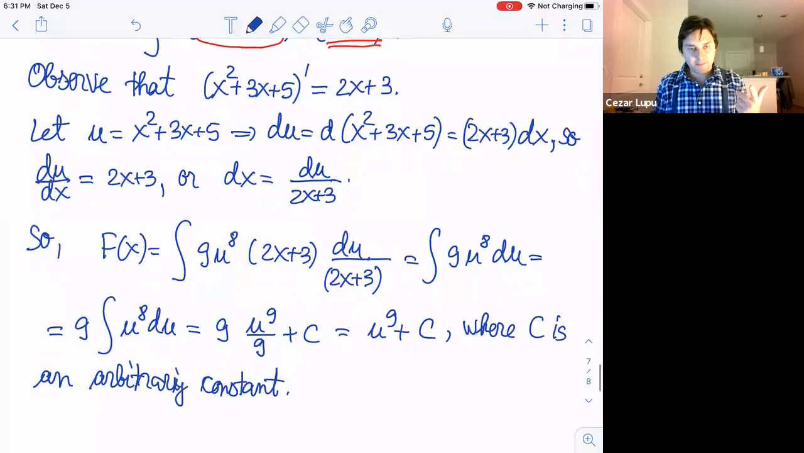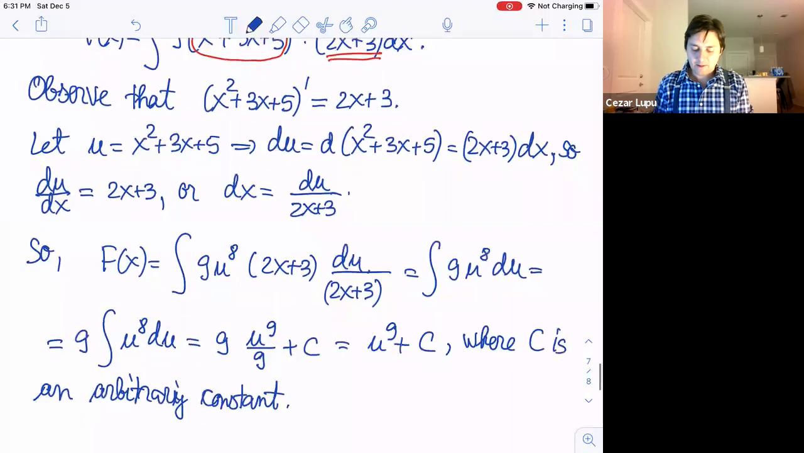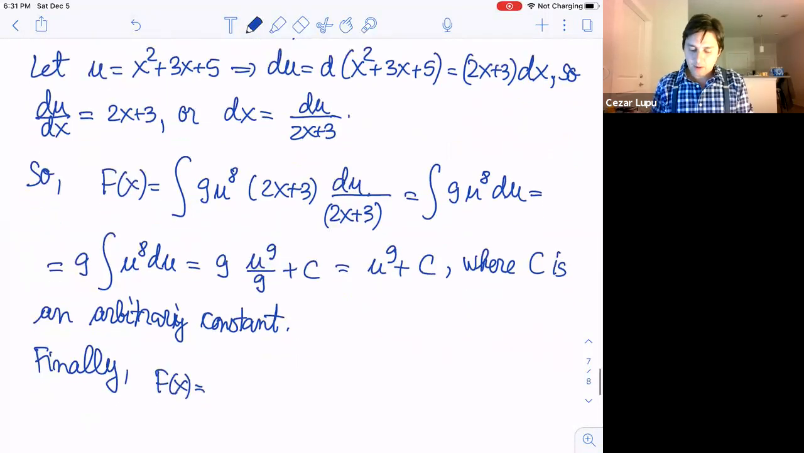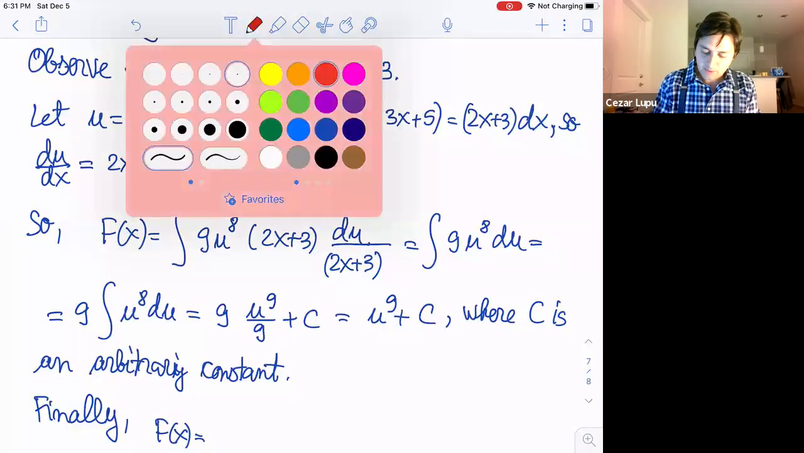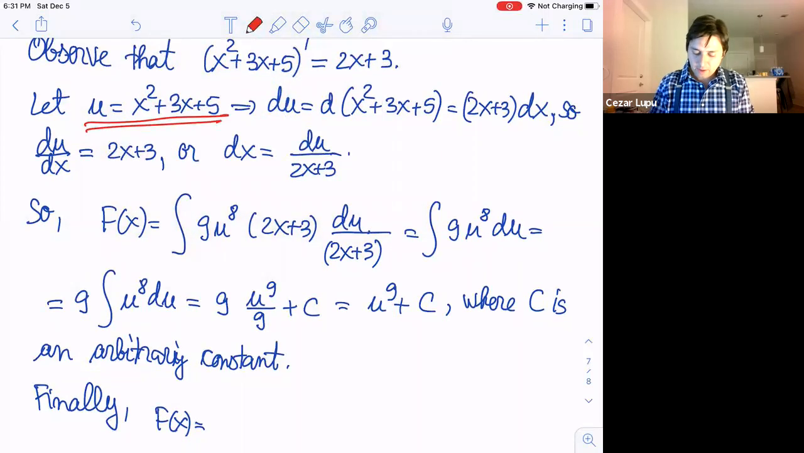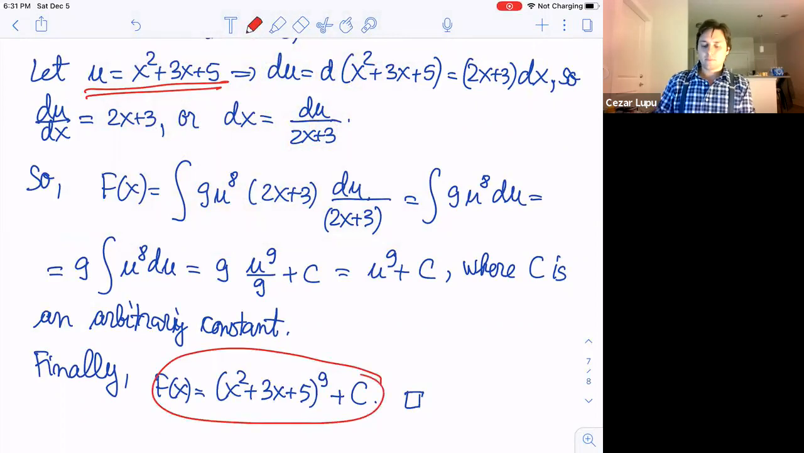And now we go back to the substitution. Pay attention, because we are asked to find everything in terms of x. So finally, f of x will be nothing else than just, well, let's look where is our substitution, u, it's right here. So f of x will be nothing else than just x squared plus 3x plus 5, everything to power 9th plus c, and we're done. And this is the antiderivative, this guy here. Okay.